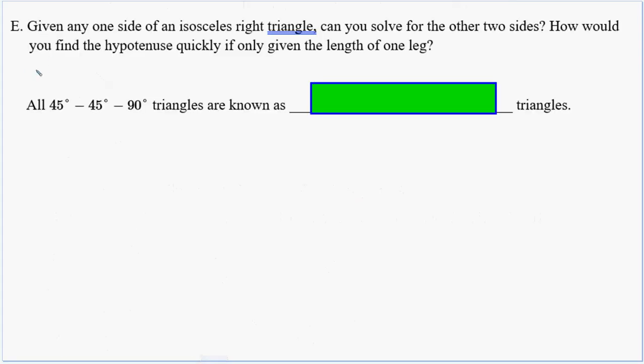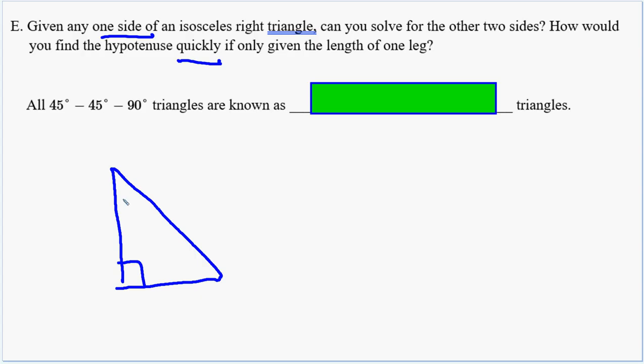Now, I don't know where part D went. Here's E. Given any one side of an isosceles right, can we solve for the other sides? How would you find the hypotenuse quickly if only given the length of one leg? I'm going to draw a quick 45, 45, 90 down here. So it says, given one side, how can you solve for the other two? Well, let's say I got this leg. The other leg will be the same, and the hypotenuse will be that same length times the root of 2.